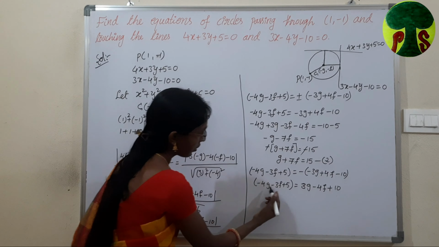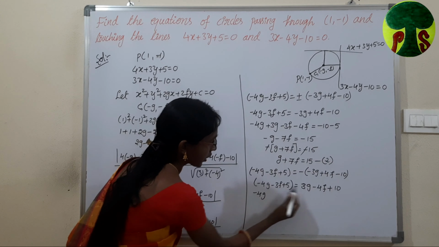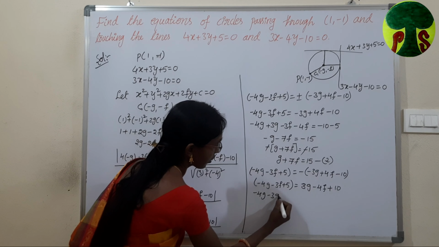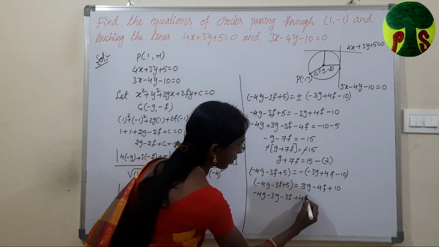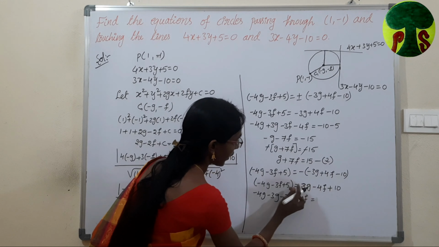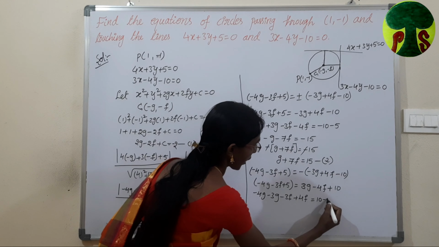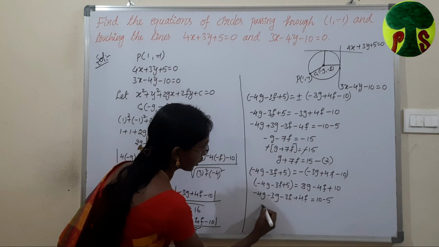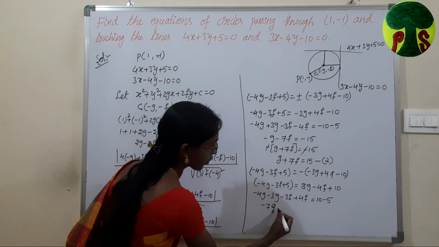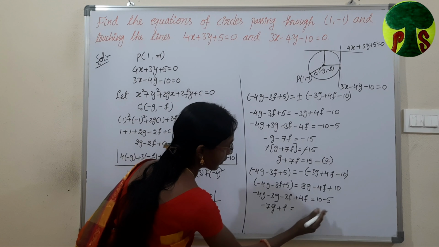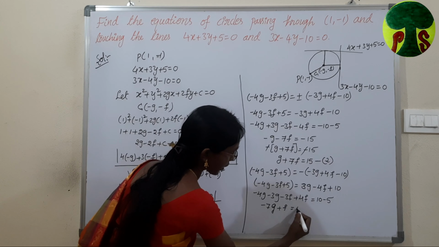And simplifying this, so minus 4g minus 3g, minus 3f, minus is there means plus 4f is equal to 10, and here we have plus 5. So, 10 minus 5. Minus 4g minus 3g is minus 7g and minus 3f plus 4f is plus f is equal to 10 minus 5. The value of 10 minus 5 is 5.